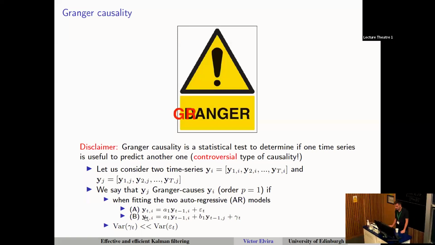In predicting this, compared to what you would do without using it, then you can say, okay, this time series j contains information that helps me to predict this time series i. Then you say that j Granger causes i. That's as simple as that, in the vanilla version.